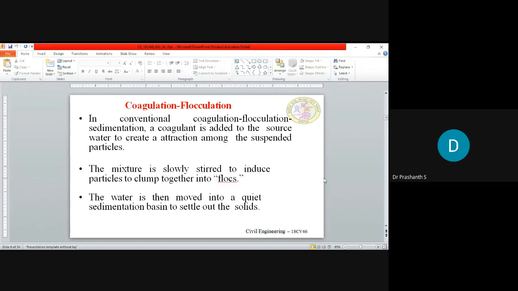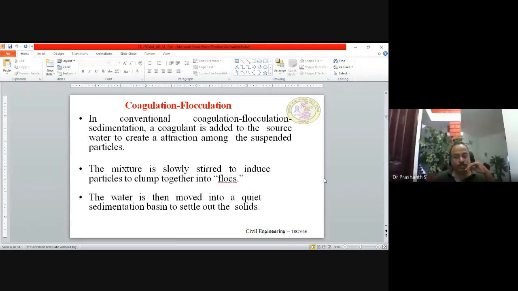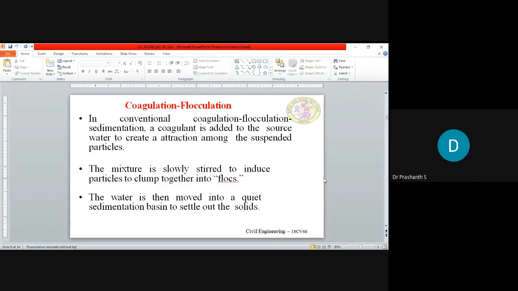So the flocs develop, and the mass develops. When the mass develops, it is going to settle down easily. The mixture is slowly stirred to induce particles to clump together into flocs. The water is then moved into the quiet sedimentation basin to settle out the solids. That's called coagulation flocculation.